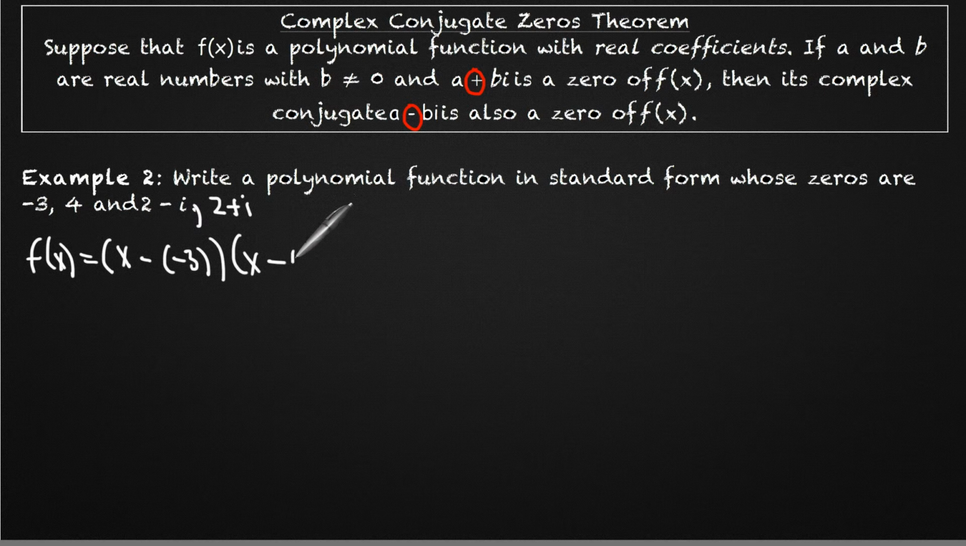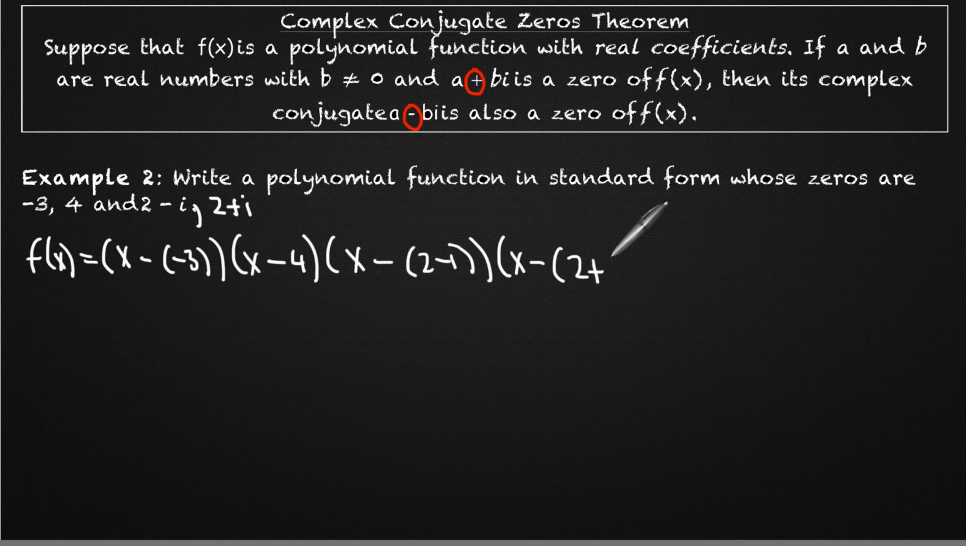And so this is going to be x minus 4. And then the next factor is going to be x minus parentheses 2 minus i. And then the next one is going to be x minus, not plus, parentheses 2 plus i. Now, you're not going to like this, but we're going to have to multiply all of this out. All right, so let's just make this a big plus sign.